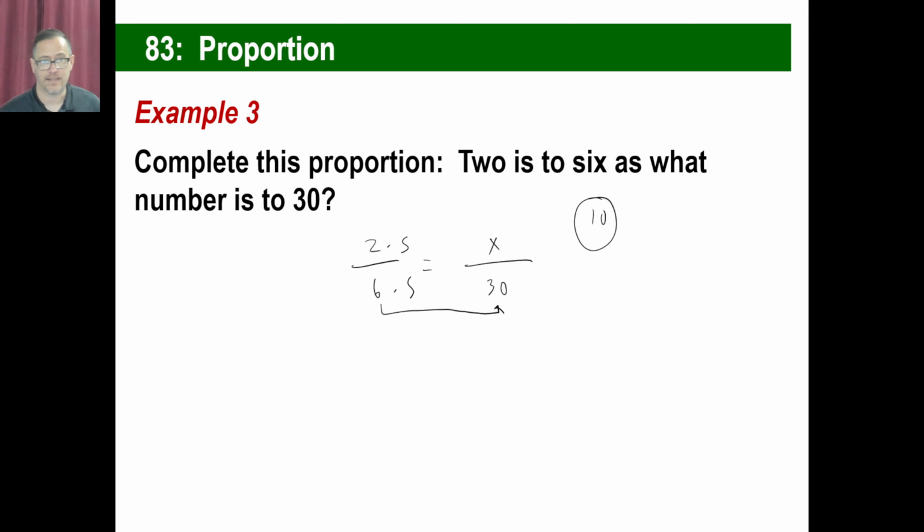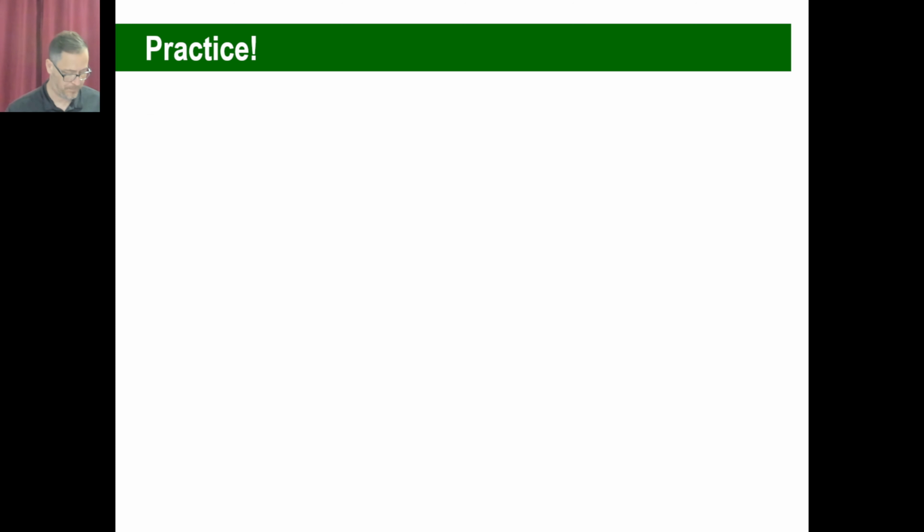Let's give the practice problems a whirl. We've got A, B, C, and D. Pause it and give it a try. Okay, A is going to be C. Which one is 5 halves? 15/6 is the same thing as 5/2. B, 6 is to 8 is 9 to 12. Don't forget, each fraction is a division. Okay, you got that.